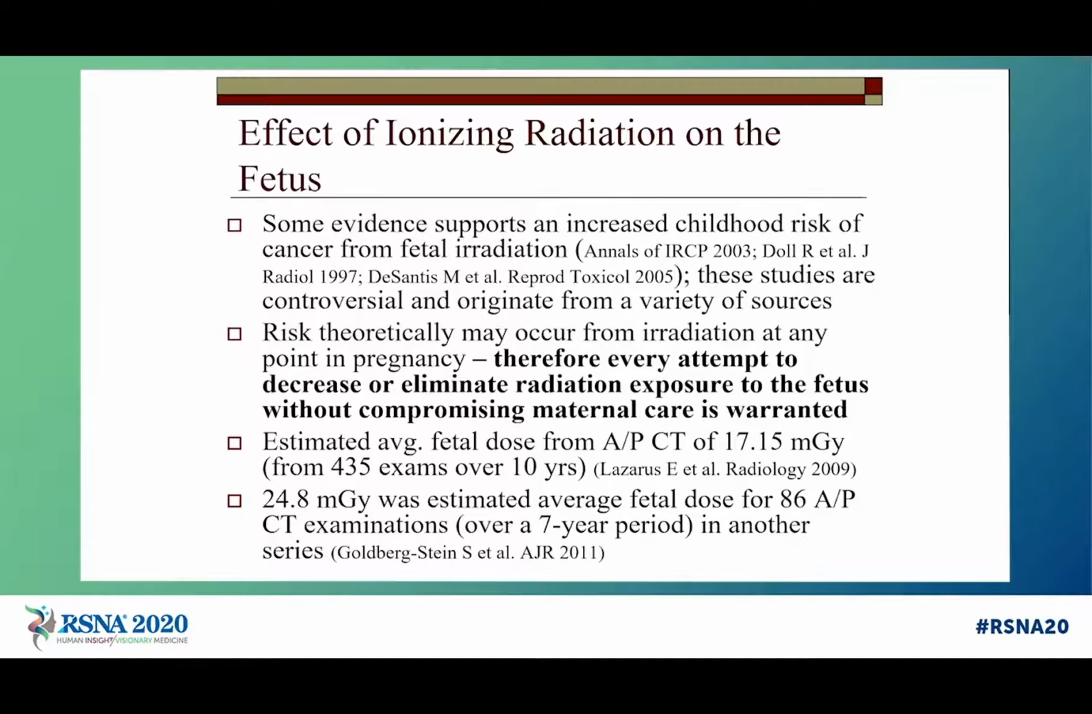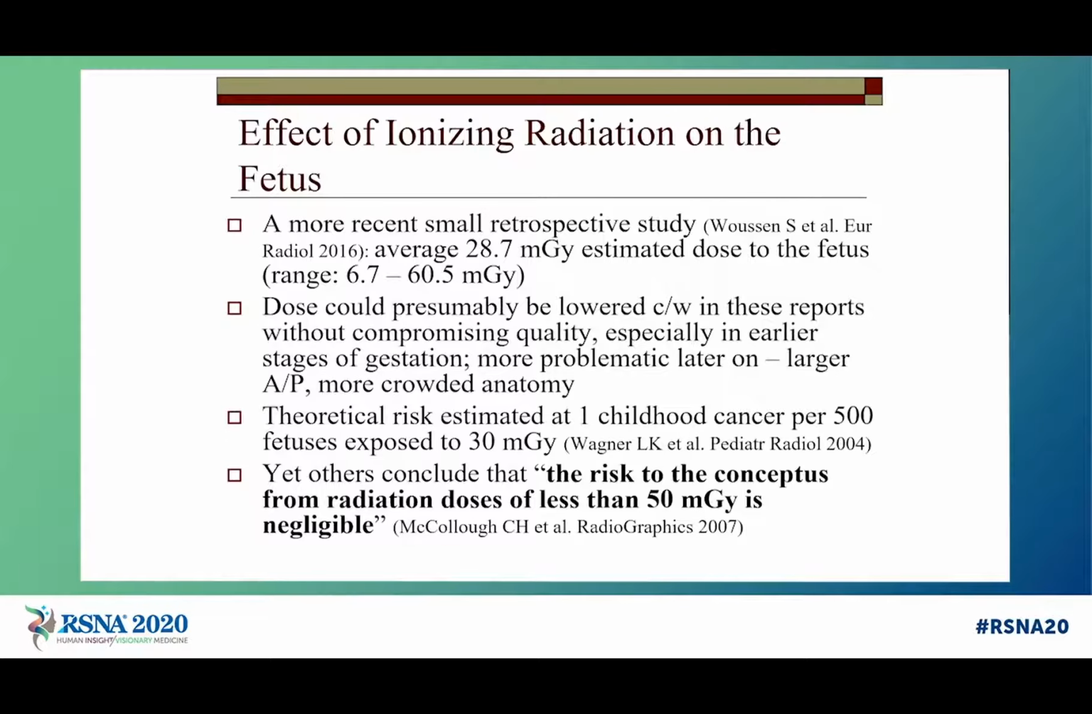There are several papers in the literature, I've noted a few of these here, where the estimated fetal dose when the patient needed an abdomen and pelvis CT, and of course we're talking about two patients here, the mother and the fetus, ranged from about 17 to 25 milligray. More recently, the number went up a bit, and so I think we can do better. It becomes problematic later on in gestation as the anatomy gets more crowded and as the cross-sectional diameter increases.